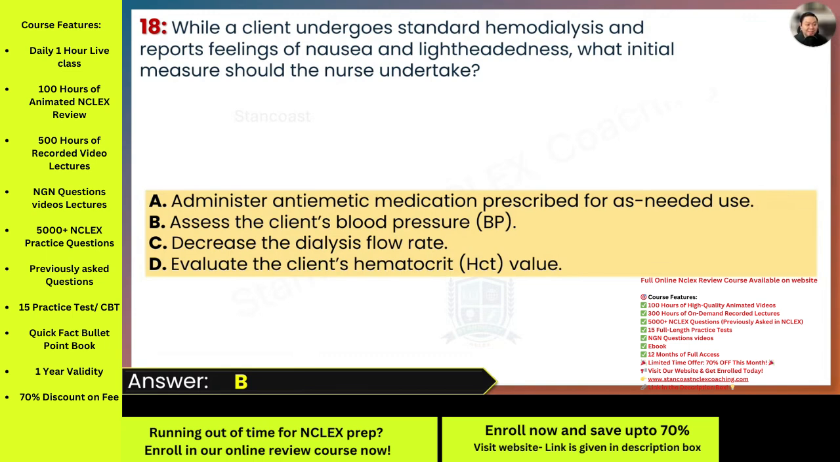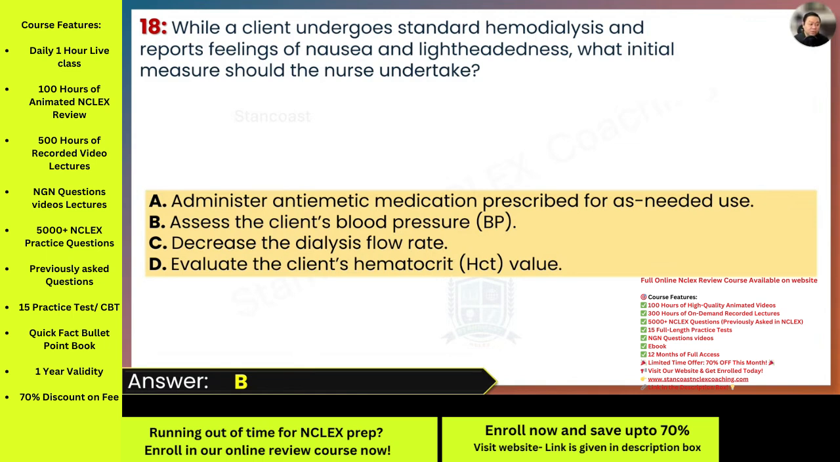Letter C, decrease the dialysis flow rate. We know that slowing the dialysis rate may be important if the hypotension is confirmed, but you've got to do your blood pressure check first, okay? If you change the dialysis settings without confirming the blood pressure first, this could delay the proper intervention, and this will lead to unnecessary adjustments in the dialysis.